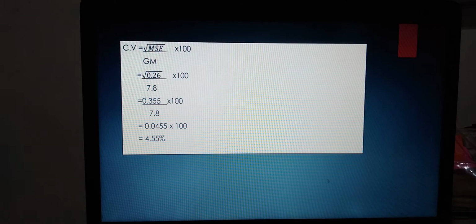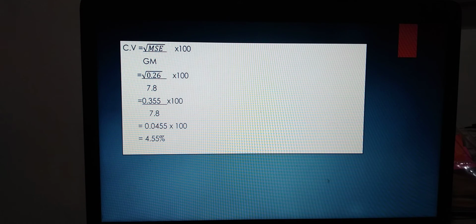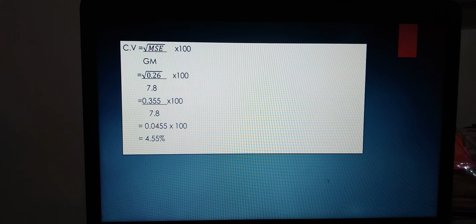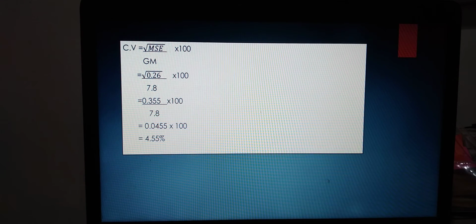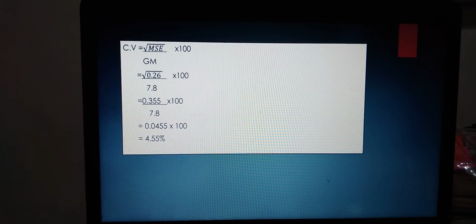So we have our CV equals the square root of MSE over our grand mean times 100, and we had the square root of 0.126 over 7.8 times 100, and we had 0.355 over 7.8 times 100, and 0.045455 times 100 is equal to 4.55, and we have our CV is 4.55%.